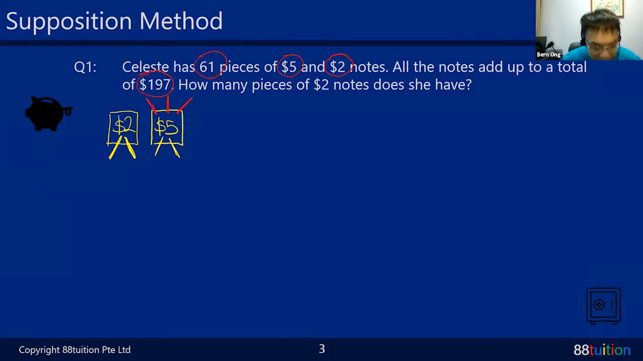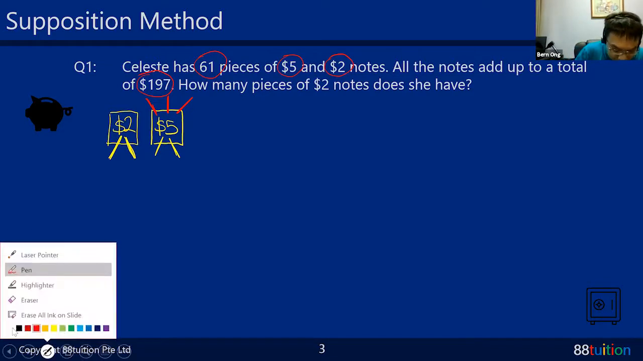So down here, $2 has two legs on the ground. $5 has not only two legs on the ground, it has three hands in the air. So every piece of $5 note has three extra dollars in it. You must understand the meaning of this. If you want, you can write this down, or just understand first.